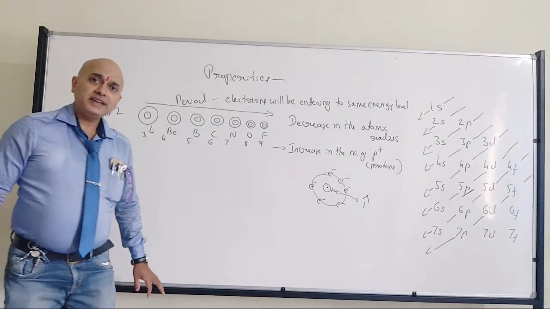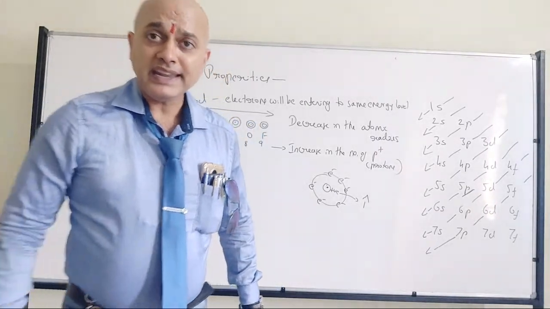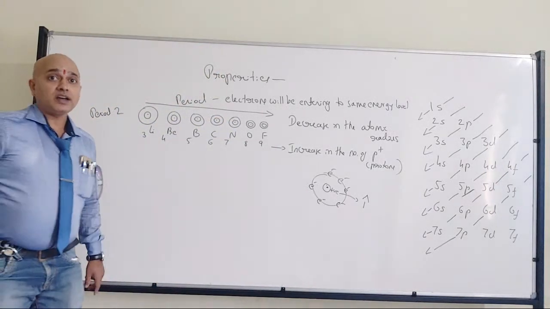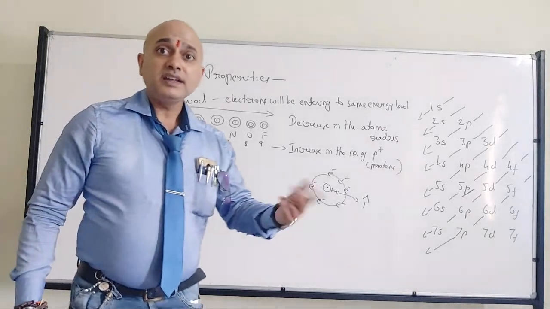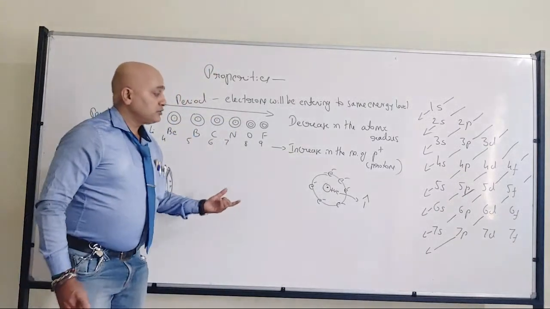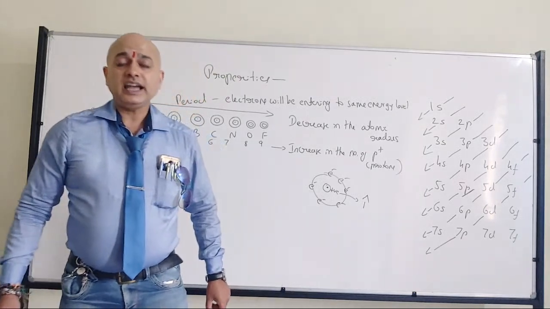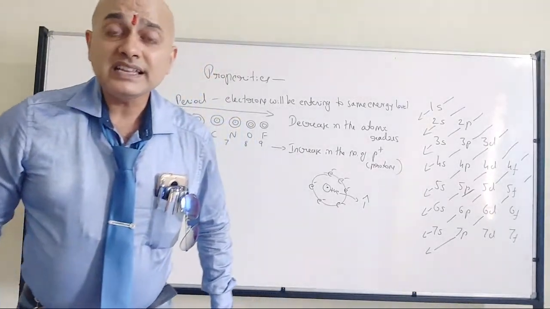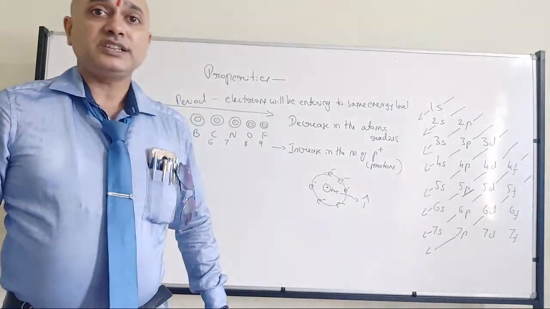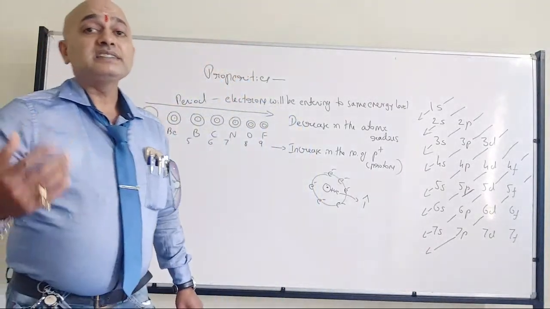All of you have understood? Any doubts? Now what is happening? Along the period, electrons will be entering into the same energy level, and once again there is an increase in the protons also. As there is an increase in the electrons, naturally there should be an increase in the protons because atoms are neutral. So at the same time, there is an increase in the nuclear charge along the period. Due to the increase in the nuclear charge, and since electrons are entering into the same energy level, naturally it's going to decrease the atomic radius.